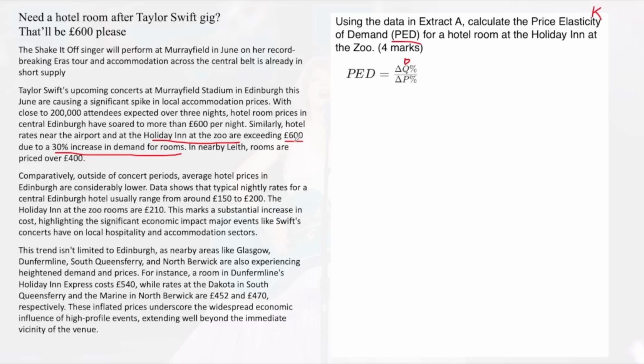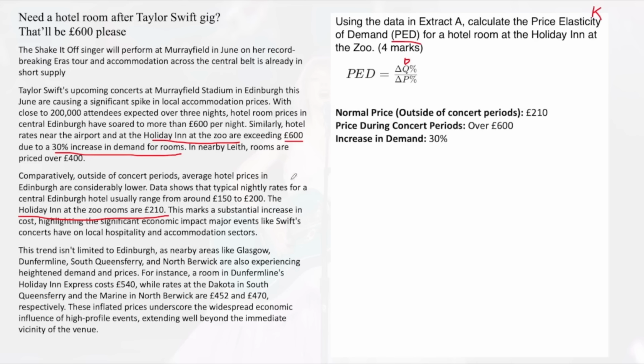I wonder how much this room was before. Well, look here, next paragraph down. 210. We've got all the information we need. So we've got our normal price, our peak price, and they've given us the 30% increase in demand. We then draw a blank PED diagram because we know we're looking for PED, and we stick 30% change in demand on top of it. We're still looking for the change in price.